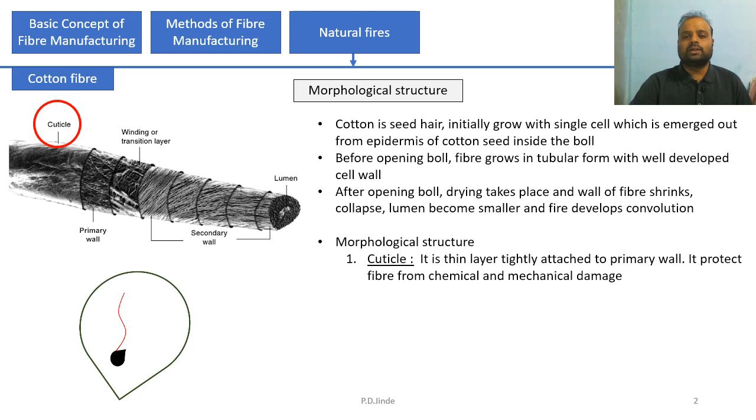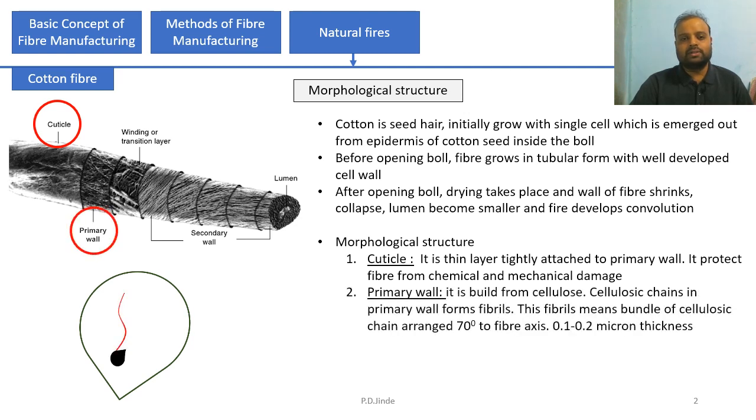This is the cuticle. Cuticle means what? This is a thin layer tightly attached to the primary wall, and it protects the fiber from chemical and mechanical damage. Yes, it protects the fiber from chemical and mechanical damage. It is the outermost part known as the cuticle, which is tightly attached to the primary wall. And where is the primary wall? This is the primary wall.